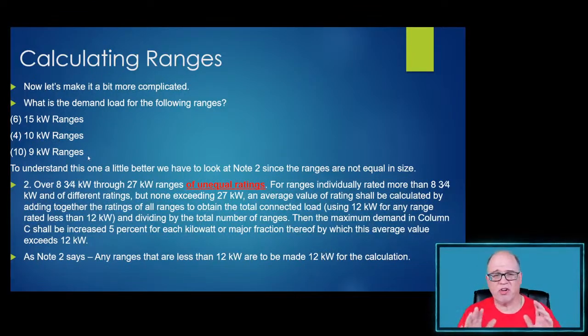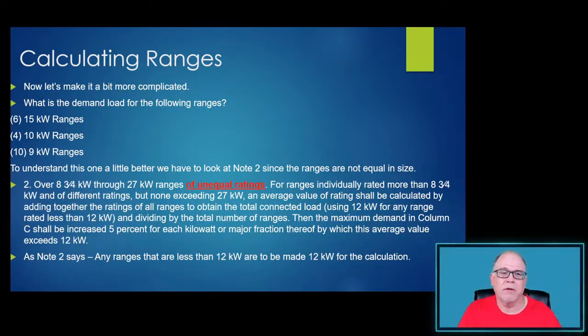So we're just using the term range to keep it simple. It could be cooktops, it could be a mixture or whatever. We're just going to keep it simple. Now, the first thing we'll notice here, they're all unequal ratings. They're not all the same. Second thing we notice, they're all over what? Well, one of them is over 12. The other two are not over 12, but they are unequal ratings.